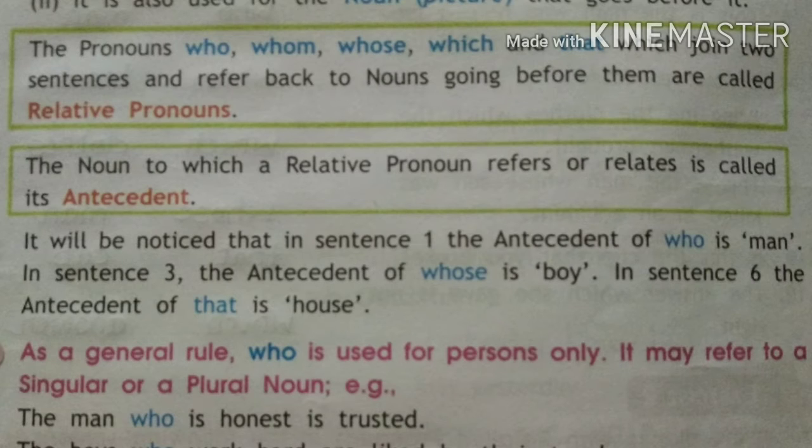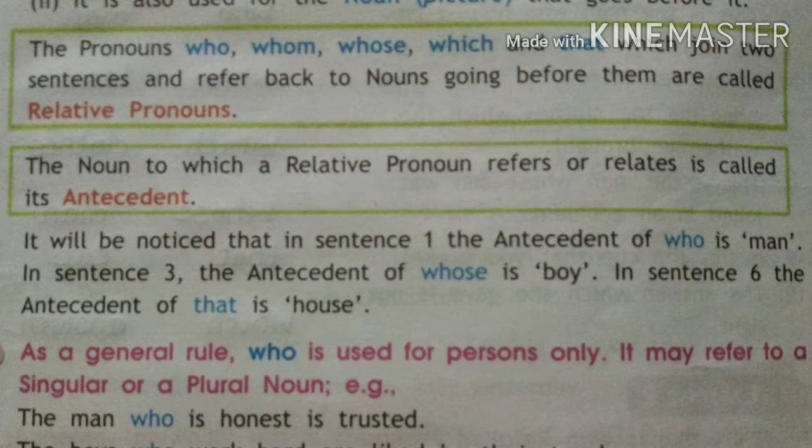So the relative pronoun when we join, and the noun that comes before it, is called its antecedent. It will be noticed that in sentence 1 the antecedent of who is man. In sentence 3 the antecedent of whose is boy. In sentence 6 the antecedent of that is house.